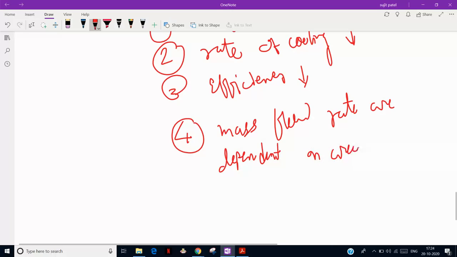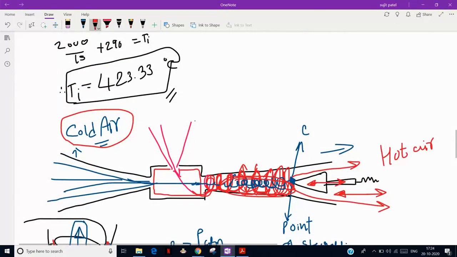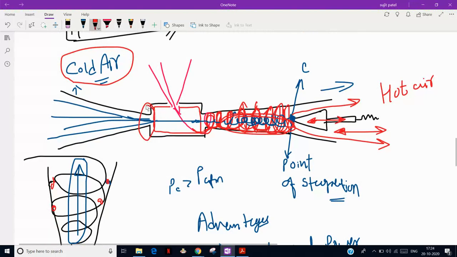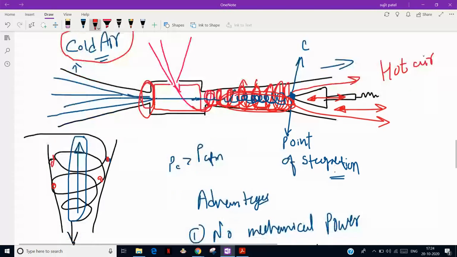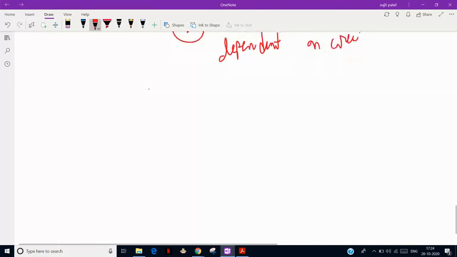If this area gets choked, then the maximum condition is achieved. More than that you will not get. Okay, the regulation is quite okay. So these are the advantages and disadvantages. Hope you guys are clear on this.